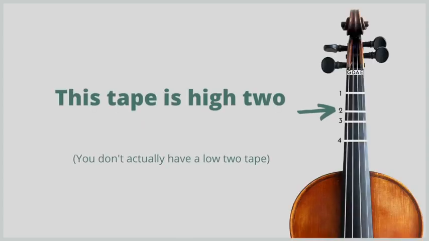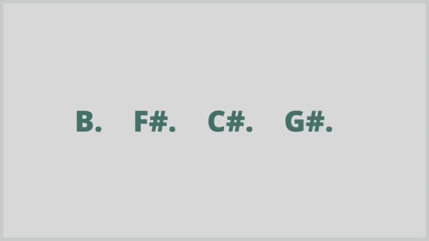So our high two tape is simply our two tape. We don't have a low two tape. The note names for all of our high twos are B on the G string, F sharp on the D string, C sharp on the A string, and G sharp on the E string. Okay, so that's high two. Makes sense, right? You just have to remember, keep your two on the two tape.